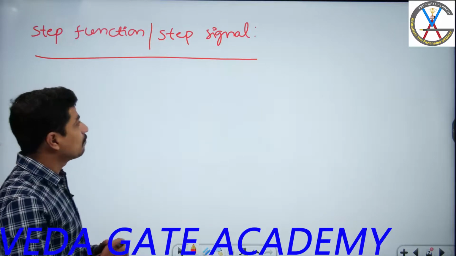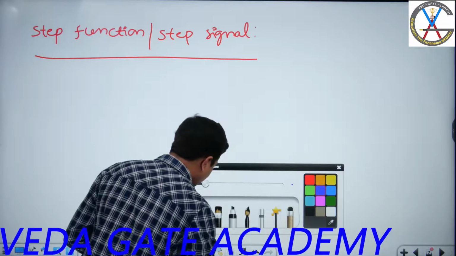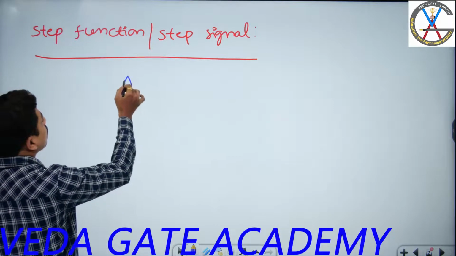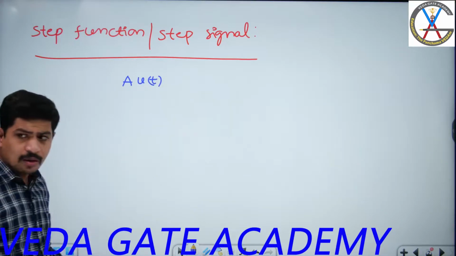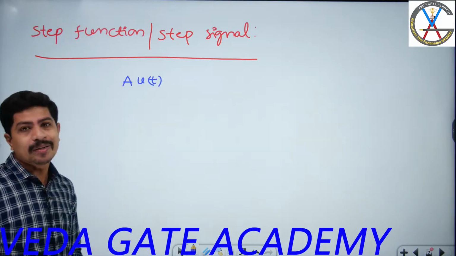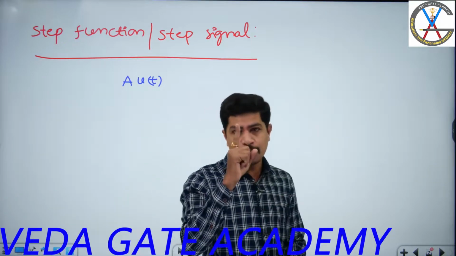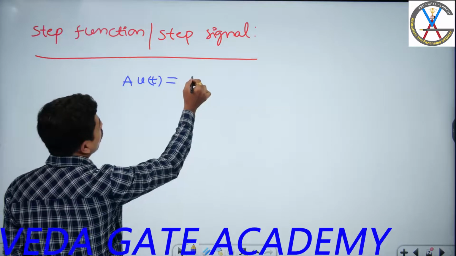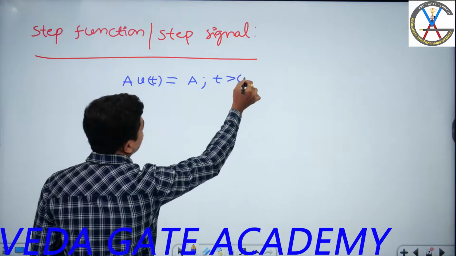Unit step function or step signal. Let's see the mathematical definition of it. Step is denoted with a into u of t. I'm not writing unit step function; I'm writing it as step function. Unit means a equal to 1. You have to remember one point: unity means always 1. So a into u of t is equal to a for t greater than 0.